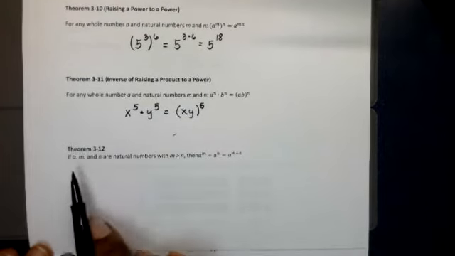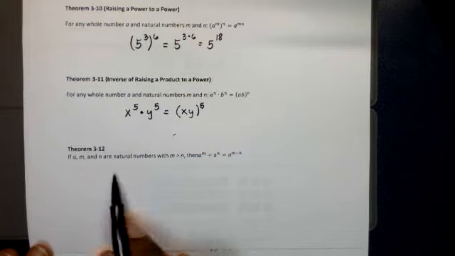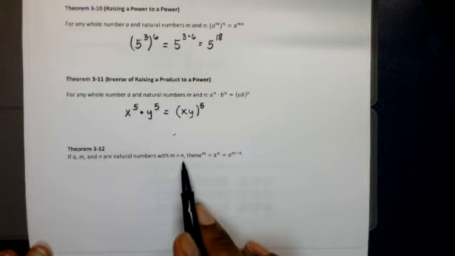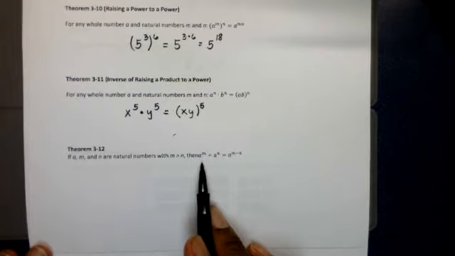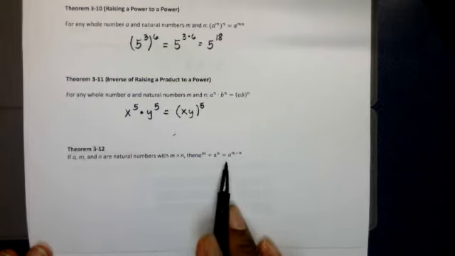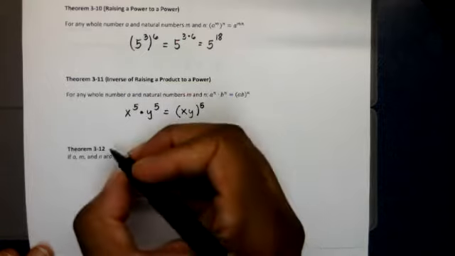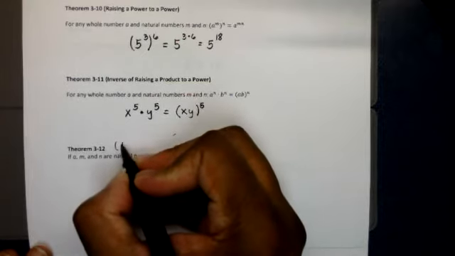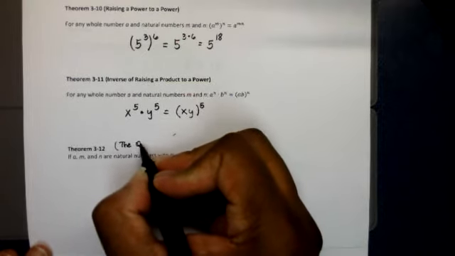And then the next theorem is this: a, m, and n are natural numbers, and here your m is going to be greater than n. Then this is what's going to happen. Here we're dividing powers of the same base. We bring over the base and then subtract the exponents. This is actually the quotient rule for exponents.